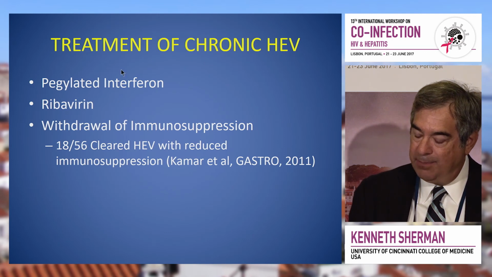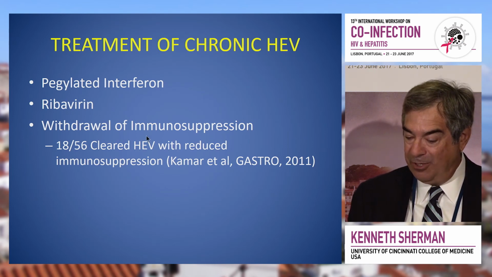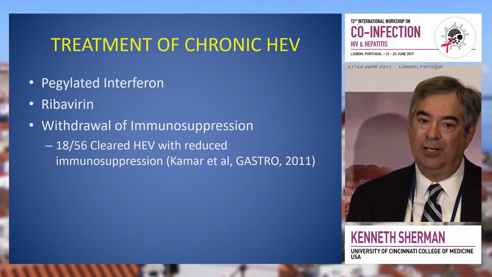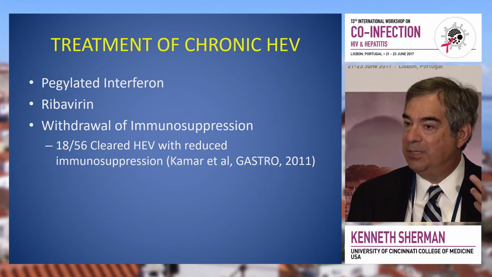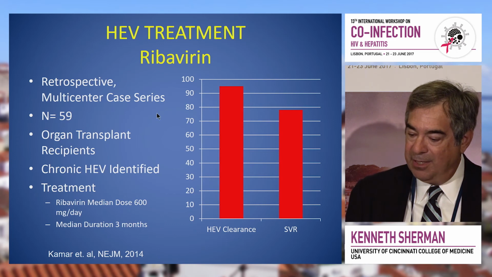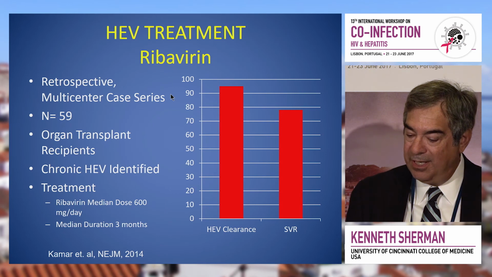Can the chronic disease be treated? There are reports of the use of pegylated interferon and ribavirin in immunosuppressed patients following transplant. About a third will clear if you reduce the immunosuppression. The data in HIV is less clear whether improving CD4 count will lead to clearance. We suspect it might. We don't know that for sure. Ribavirin is the main drug that has been used, typically in a 12-week course.